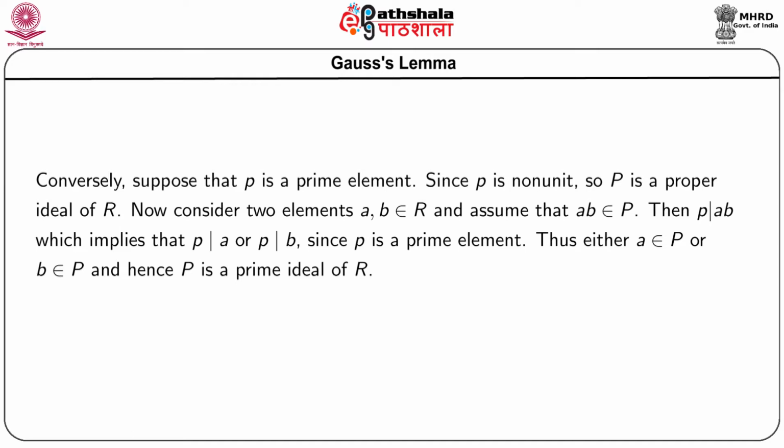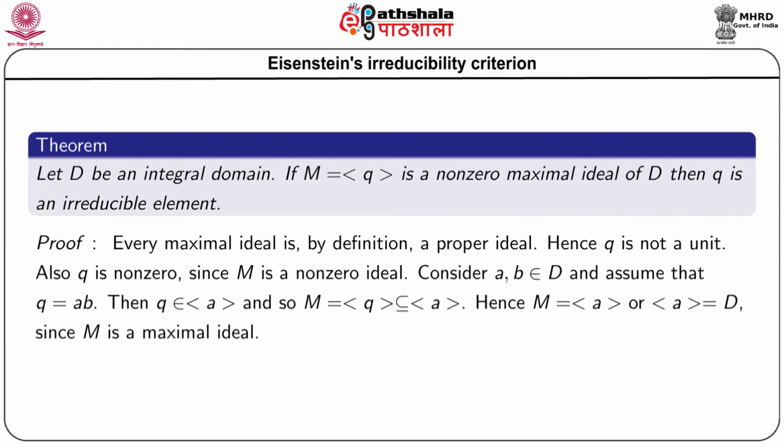There are examples of principal maximal ideals which are not generated by irreducible elements, or there are elements Q which are irreducible, but the ideal generated by Q is not maximal. But we have a consequence. If D is an integral domain and M, a principal ideal generated by Q, becomes maximal, then the generator Q is an irreducible element.